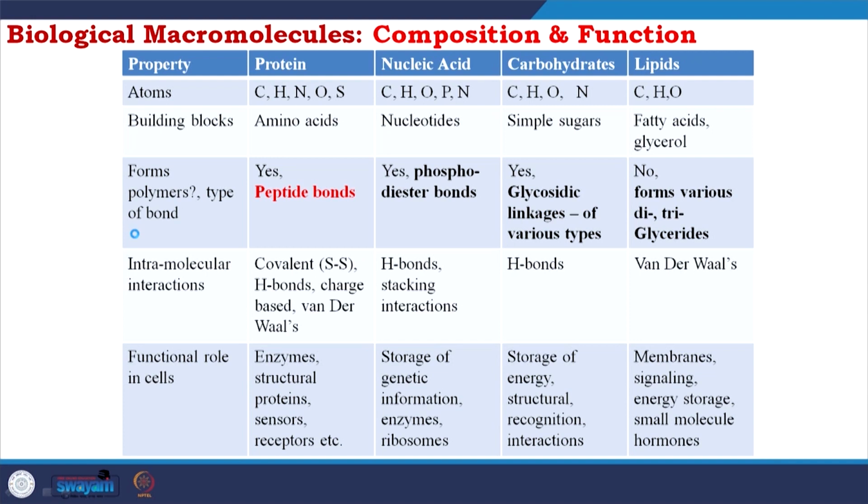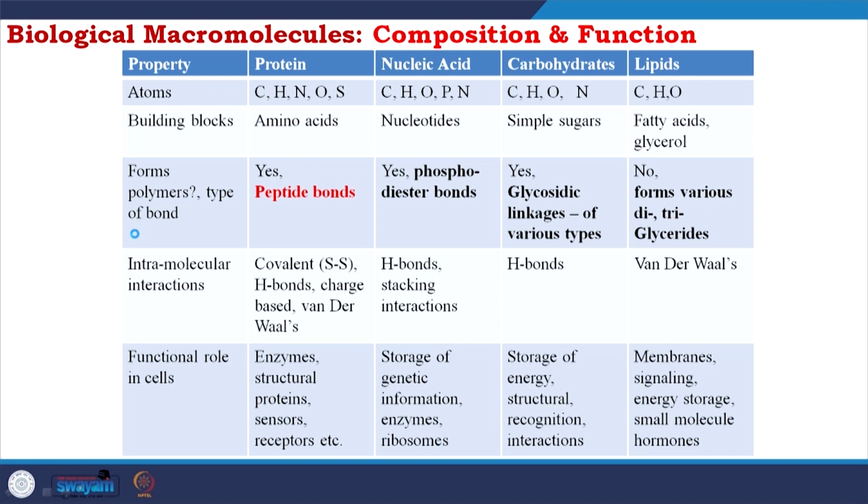In terms of properties, protein uses the atoms carbon, hydrogen, nitrogen, oxygen and sulfur. Protein gets phosphorus through phosphomodification. Nucleic acid uses carbon, hydrogen, oxygen, phosphorus and nitrogen. Carbohydrate uses carbon, hydrogen, oxygen and nitrogen. Lipid uses carbon, hydrogen and oxygen. The building blocks, as I told in the last slide: for protein it is amino acid, for nucleic acid it is nucleotide, for carbohydrate it is simple sugars, and for lipid it is fatty acids and glycerol.